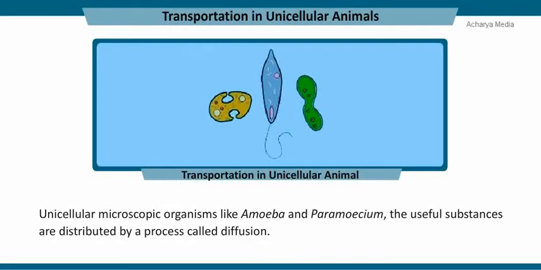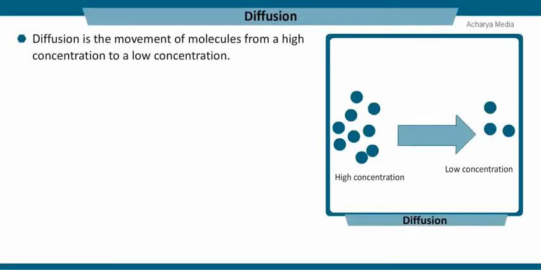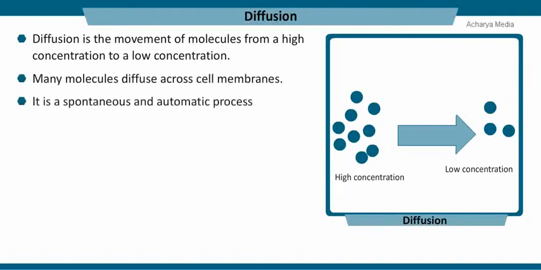In unicellular microscopic organisms like amoeba and paramecium, the useful substances are distributed by a process called diffusion. Diffusion is a process where molecules from a highly concentrated area move to a place where there are fewer molecules. Many molecules diffuse across cell membranes. It is a spontaneous and automatic process.